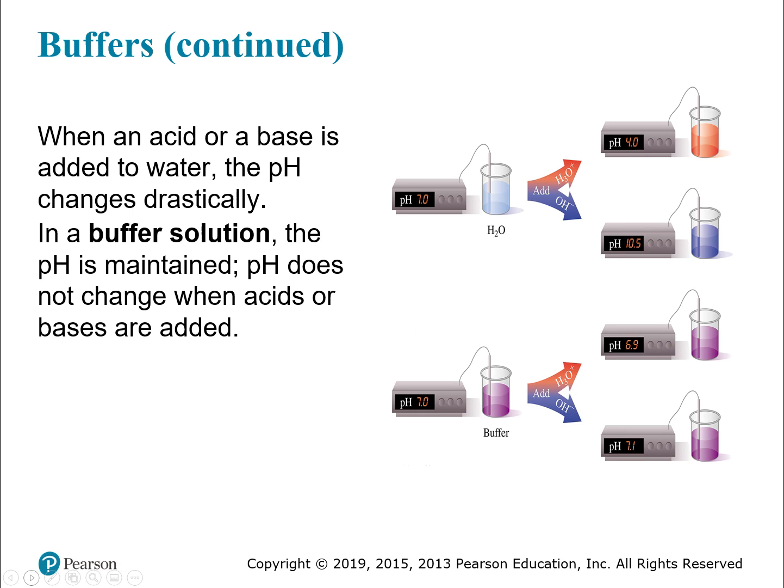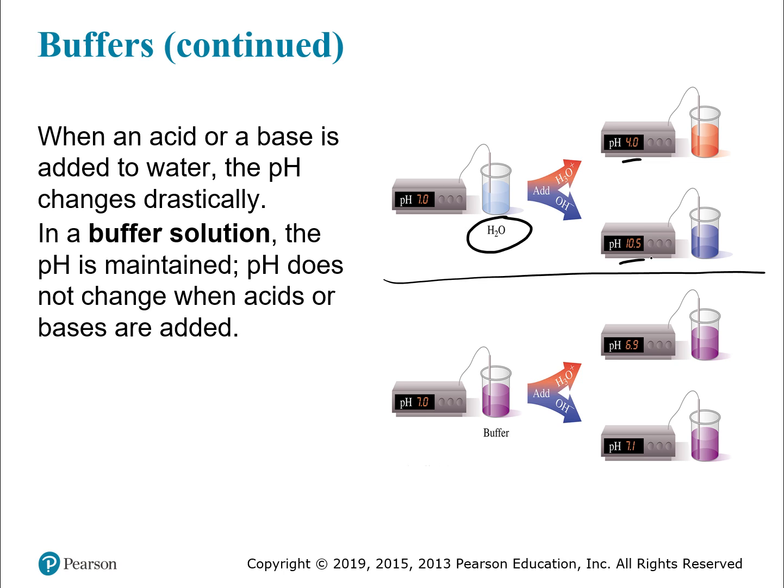If you were to just add an acid or base to water, the pH would change really drastically. That's what's shown in this example, where you've got water. If you add some acid, you can go from pure water, which is a pH of 7, down to 4 just by adding a few drops. Likewise, if you have pure water and add just a few drops of base, boom, you could raise your pH up to 10, 10.5. So there's no buffering capacity in water really at all.